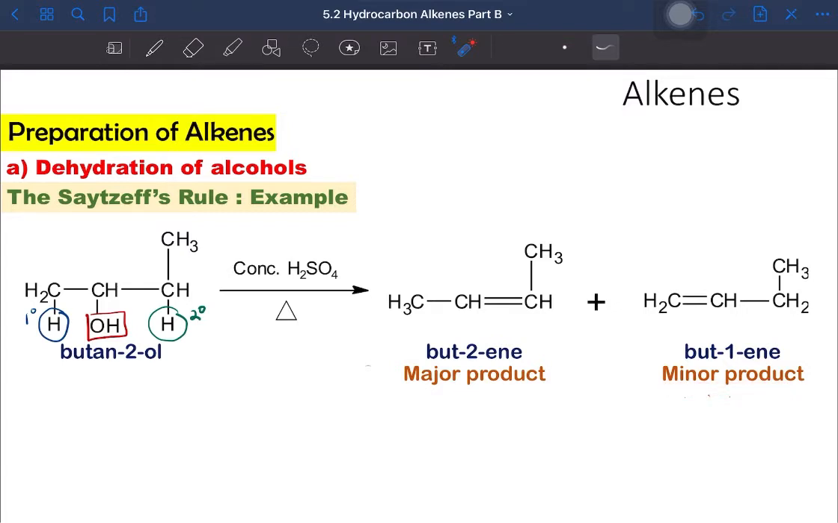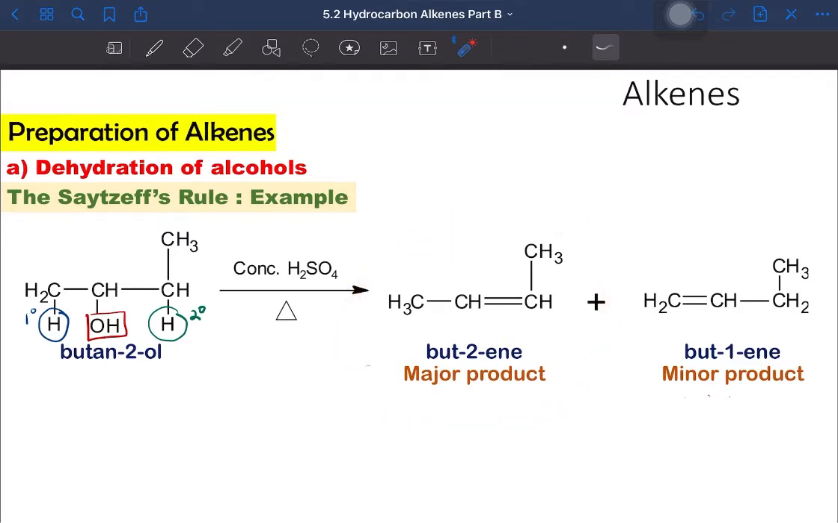So we can conclude that if we eliminate the hydrogen from the higher class, for example from the secondary or the tertiary hydrogen, we are going to form the major product. But if we were to eliminate from the lower class of hydrogen, for example the primary hydrogen, we are going to form a minor product. So let's look at this major product. If we eliminate the secondary hydrogen, this product will be formed.